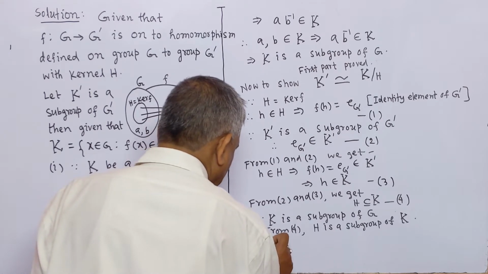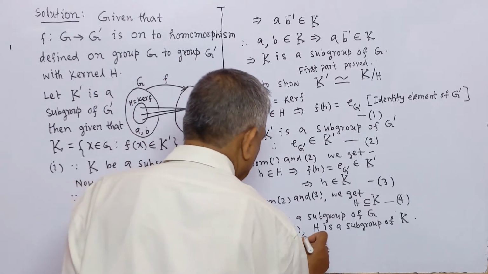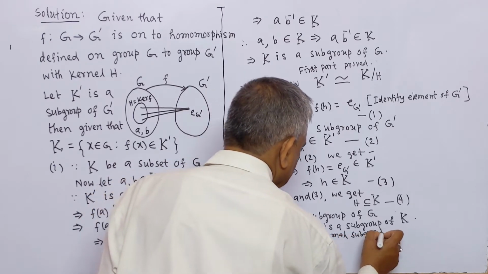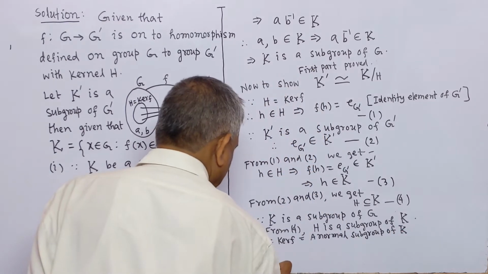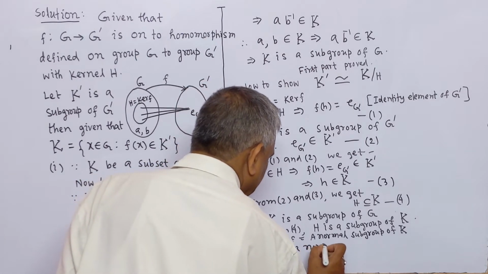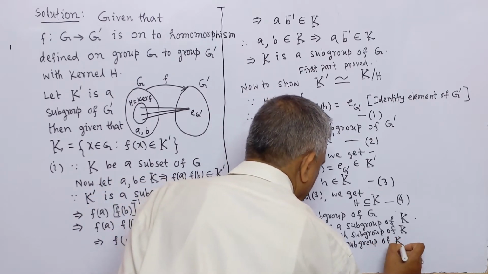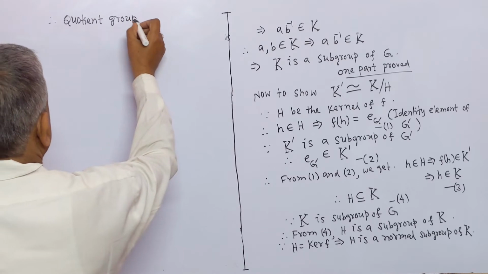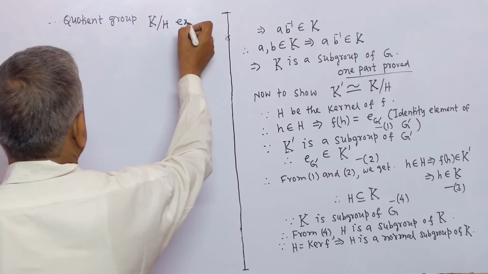Since H equals the kernel of F, it is a normal subgroup of K. Therefore, H is a normal subgroup of K. Therefore, quotient group K by H exists.